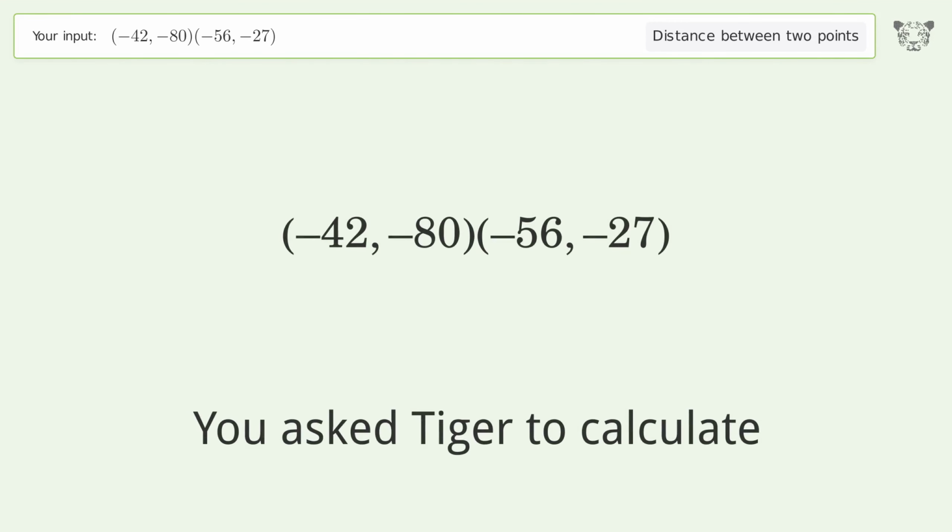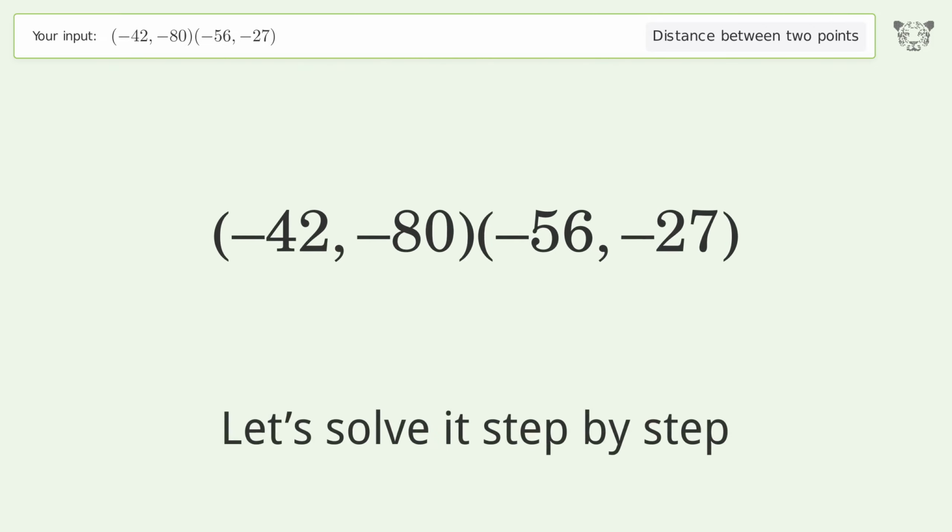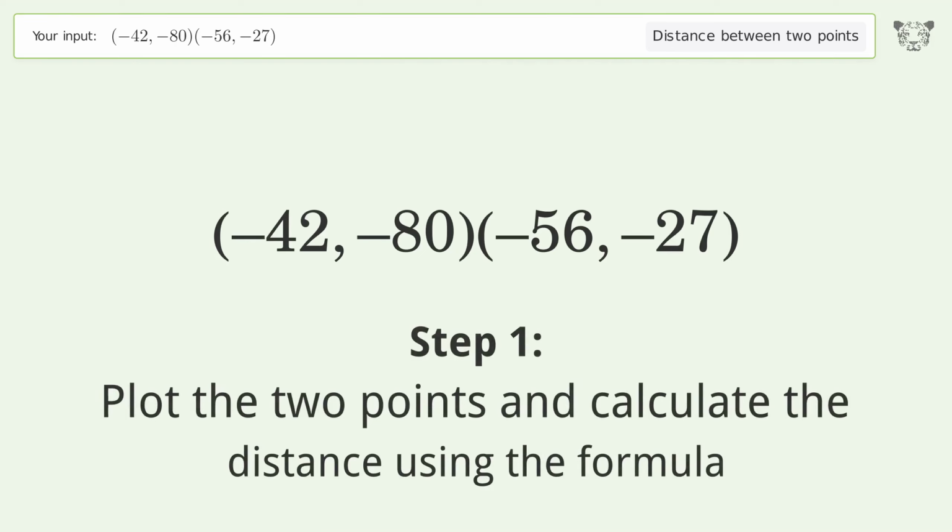You ask Tiger to calculate. This deals with the distance between 2 points. The distance between the 2 points is the square root of 3005, or 54.818. Let's solve it step by step. Plot the 2 points and calculate the distance using the formula.